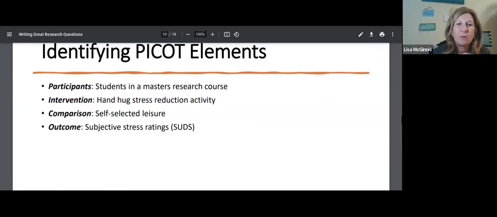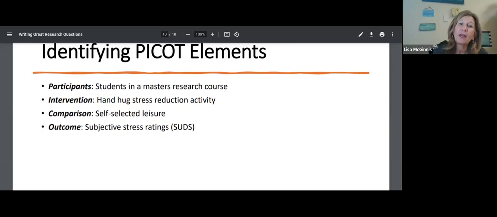So here's an example. Our participants, let's say they're students in a master's research course. The intervention, we're going to use an intervention called hand hug stress reduction. So it's just a physical stress reduction activity. The comparison would be self-selected leisure. In other words, instead of doing the hand hug stress reduction activity, participants would do something of their choice, whether that's mindfulness or exercise or watching Netflix.